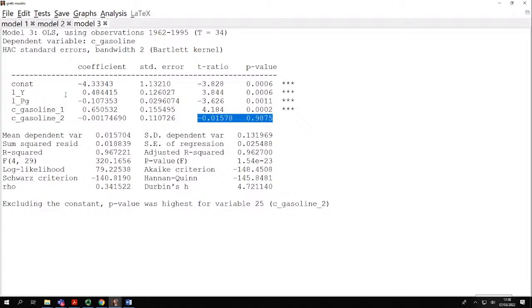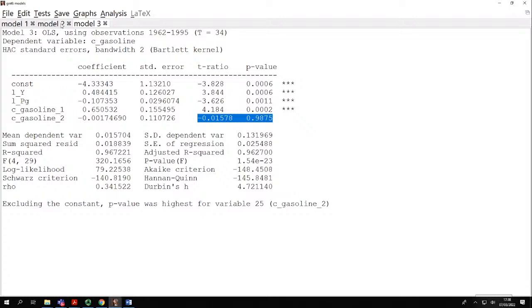Yes, you have a question? Do you think that if we kill gasoline 1 and keep gasoline 2, it will become statistically significant? Well, we can try, but before doing that, let's think about the economic meaning. Why should consumption in 95 be related to consumption in 93 and not 94? You should also find an explanation, a motivation for that. But I can try.